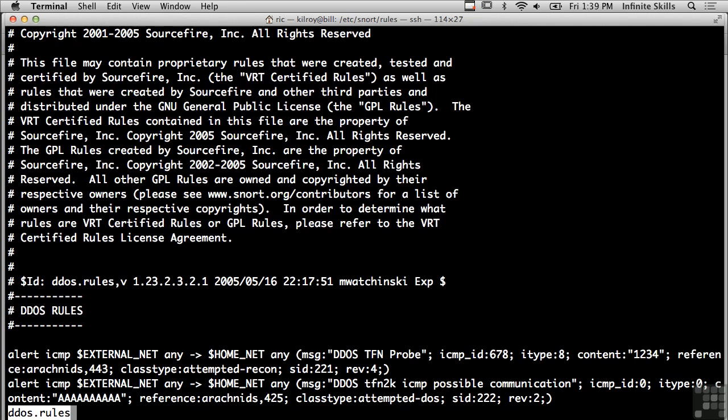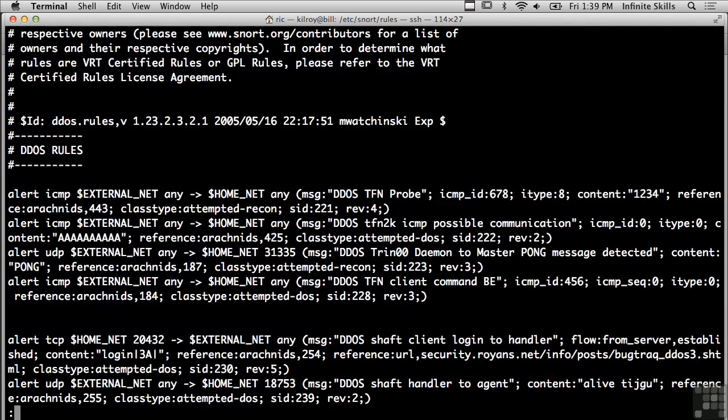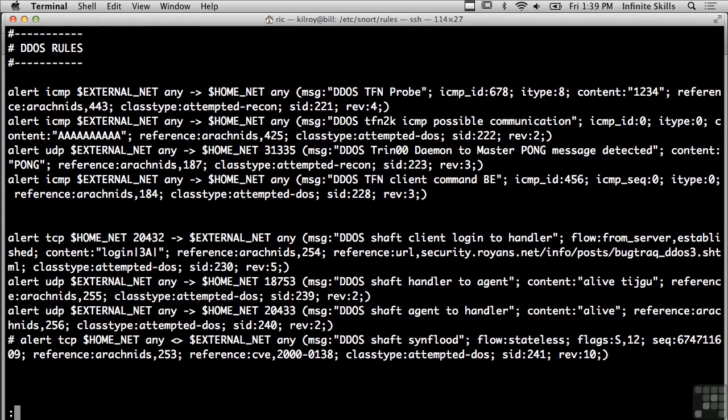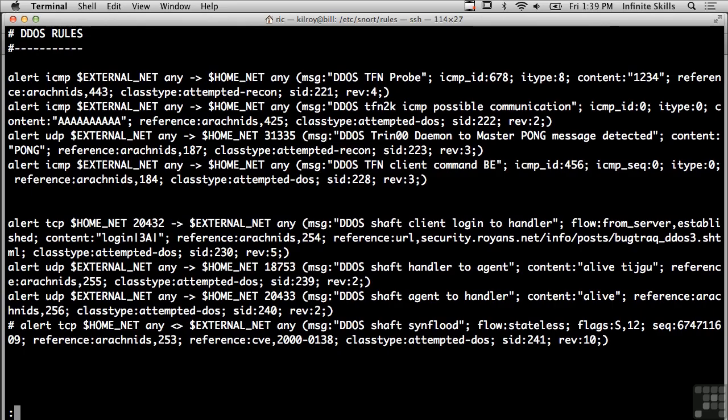And DDoS is a distributed denial of service attack, and we've talked about denial of service attacks or network attacks in other lessons. A distributed denial of service attack is just where the denial of service is coming from multiple locations simultaneously, therefore it's distributed.